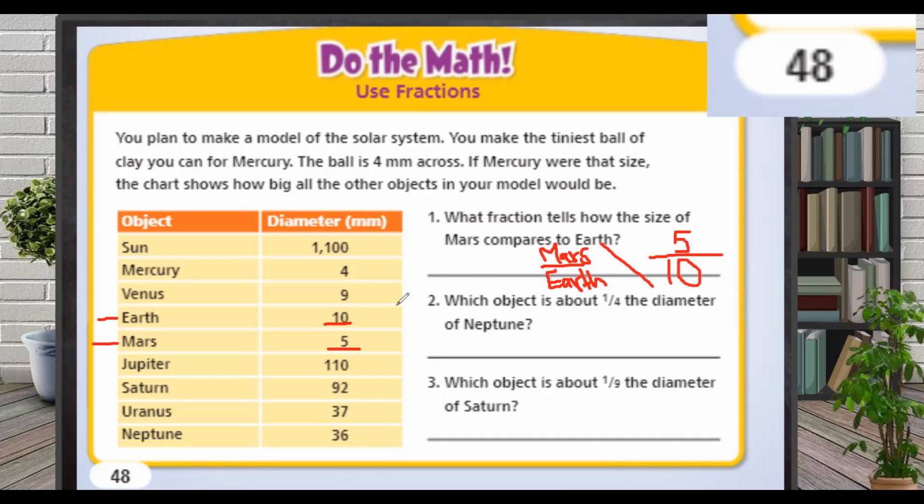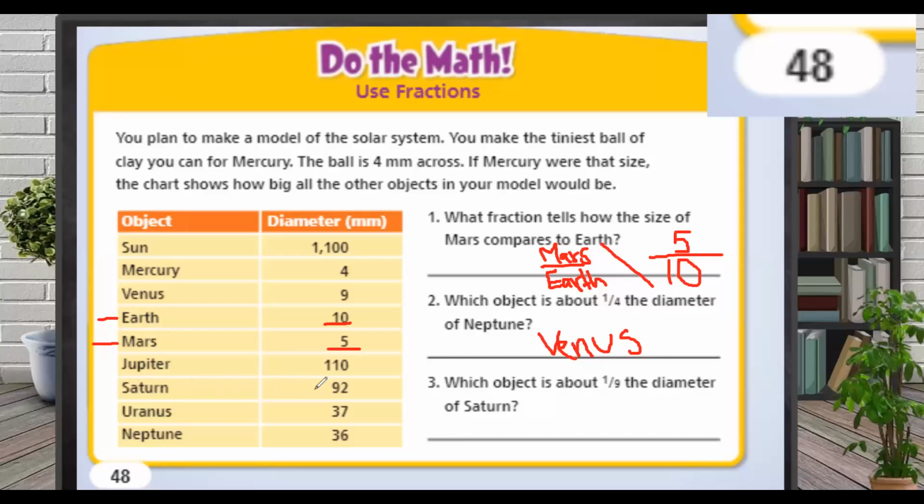Now, Leah, which object is about 1 to 4 the diameter of Neptune? Venus. Venus? Yeah. Okay, we'll see about that. Good job. Now, Leanne. Leanne? Yes, Miss. Okay, tell me. The third one and the last one is what? Which object is about 1 to 9 the diameter of Saturn?